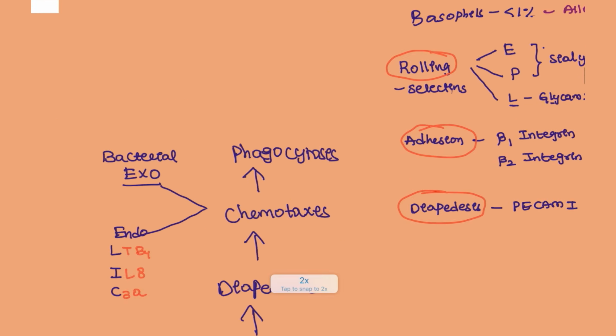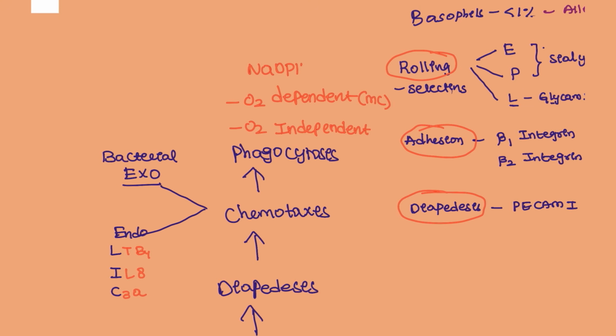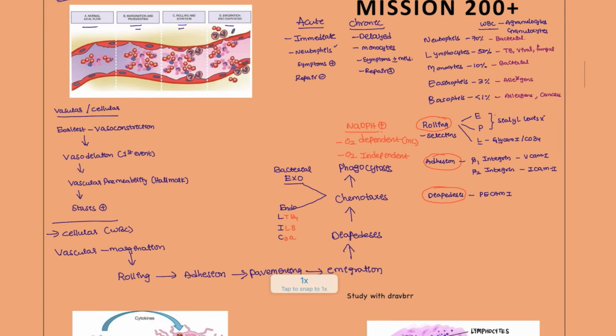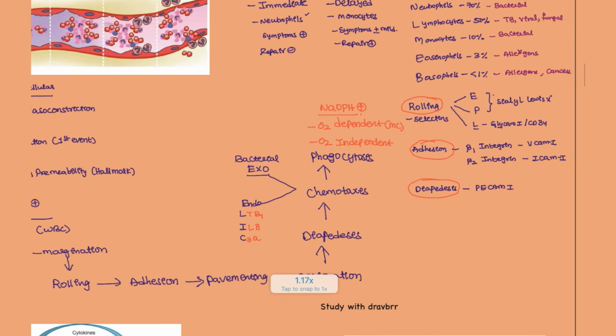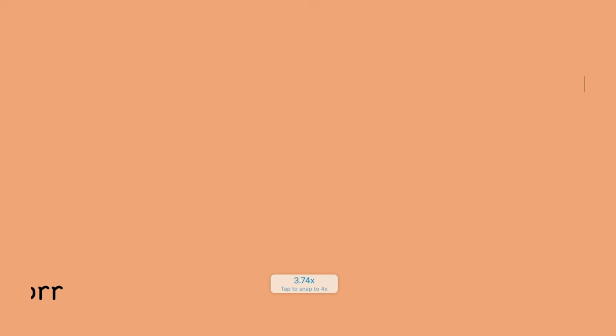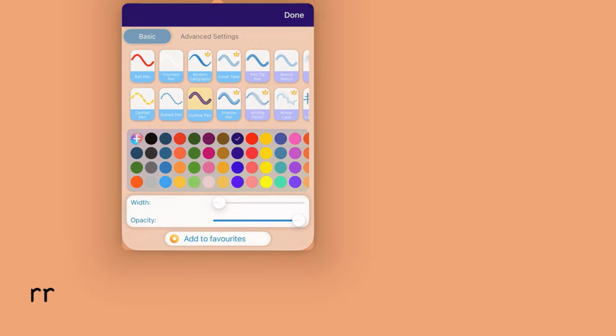Next, the last events of phagocytosis. One is O2 dependent, and the other one is O2 independent. The most common will be the O2 dependent, with the help of NADPH. With the help of NADPH, the killing will be done by the phagocytosis. Next, moving on to the other important cells that I want you to take note of.